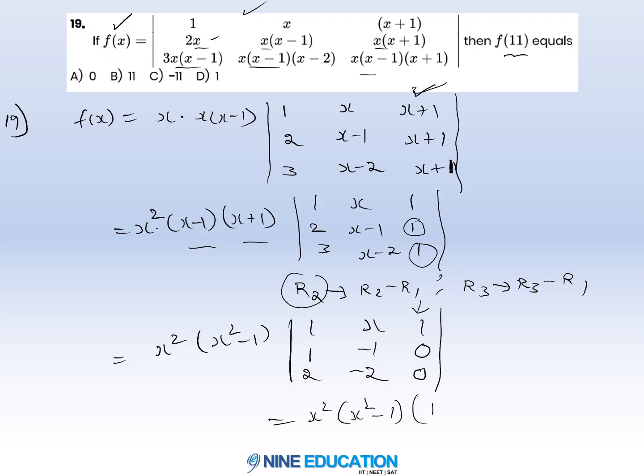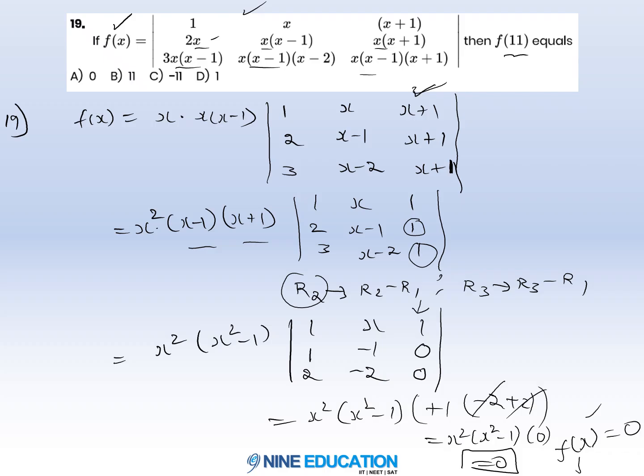If we expand across column 3, it will be plus 1 into its minor, which is minus 2 plus 2. Minus 2 plus 2 gets cancelled, which is 0. So x square into x square minus 1 into 0, and 0 into anything is 0. That means f of x is 0. So even f of 11 will be 0. So f of 11 will be 0, and it is option A.